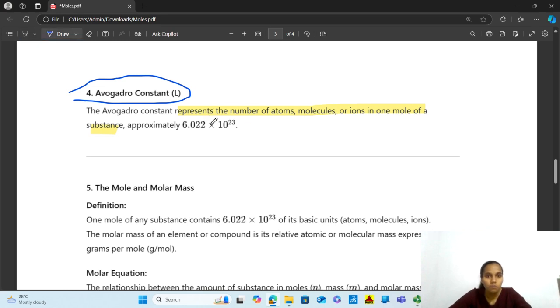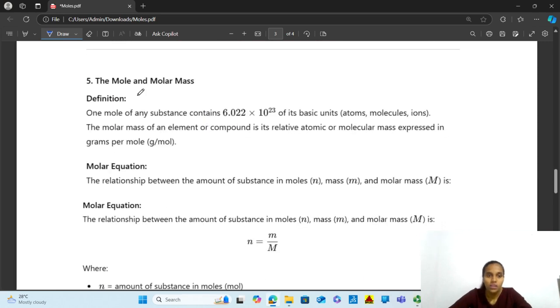So in 1 mole of these substances we have the Avogadro number, which is 6.022 × 10^23. Okay. Now the next concept: mole and molar mass. So what do you mean by a mole? 1 mole of any substance contains 6.022 × 10^23 basic units, which is the Avogadro number of atoms, molecules or ions.